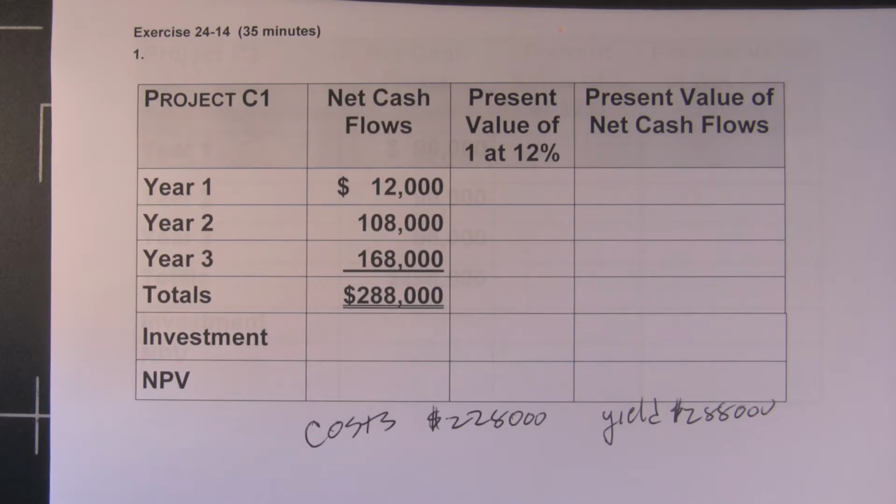The difference between these is how they yield the $288,000. When does it come in? If it came in evenly, if it came in a third, a third, a third, all projects would be exactly the same. Same inflows, same outflows, but there are timing differences. And the timing differences make all the difference in the world.